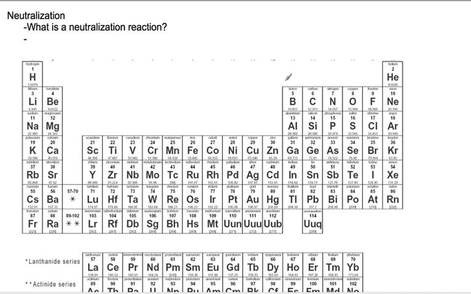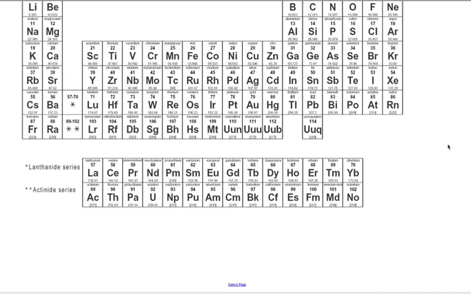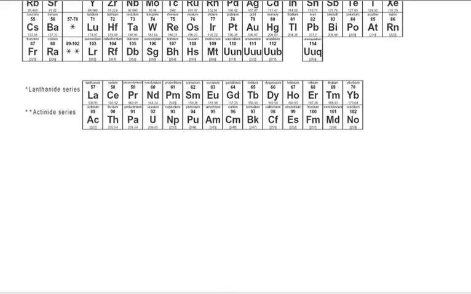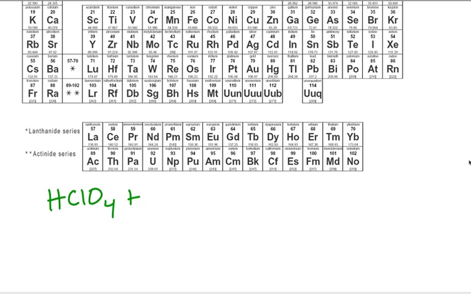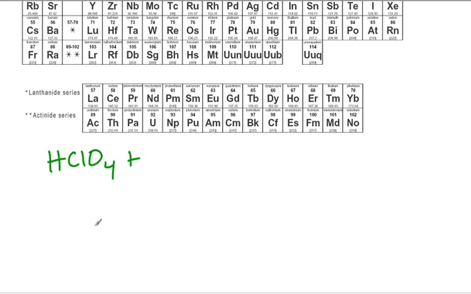Now, a neutralization reaction is very simply put when an acid and a base, which we've previously discussed, come together. So let me pick a strong acid. Let's do HClO4, chloric acid. Perchloric acid.